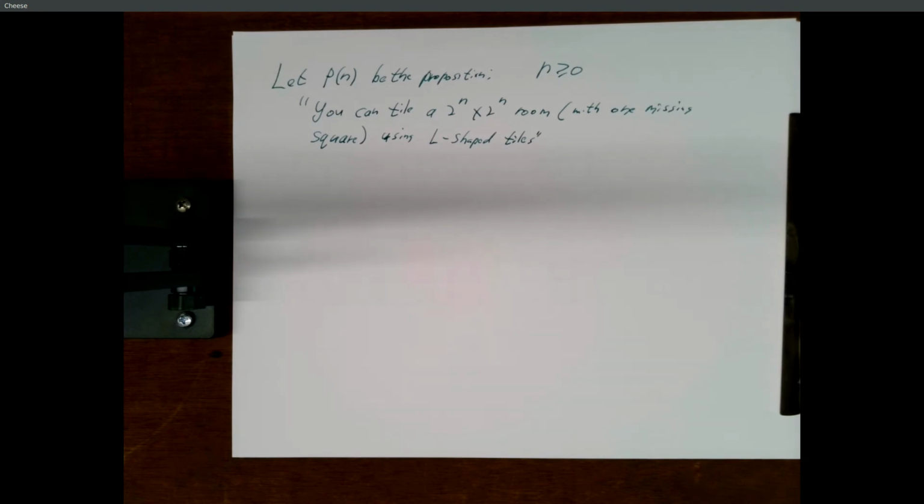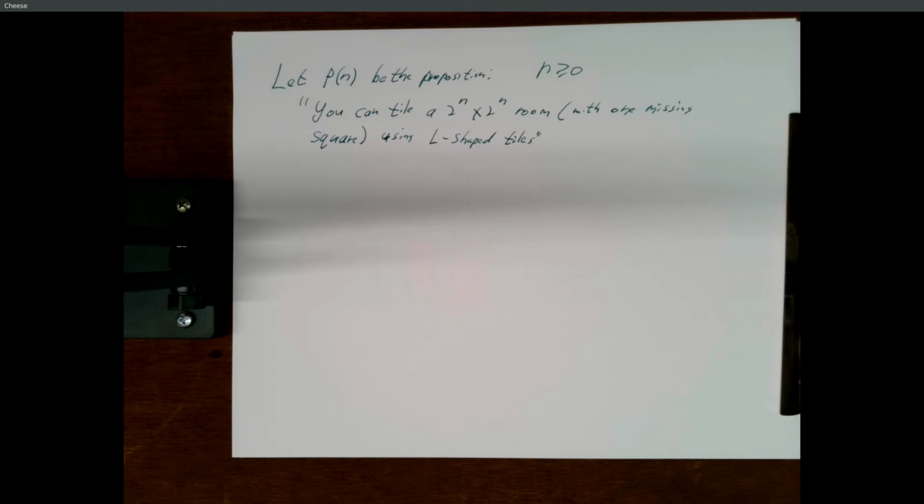If n is equal to 0, what's 2 to the n? What's 2 to the 0? Right? So if n is 0, this proposition says if you have a 1-by-1 room with one missing square, you can tile it using L-shaped tiles. Well, if it's only a 1-by-1 room and there's one tile you don't want to cover, you don't have to do any work, right? You've kind of covered it in the vacuous sense.